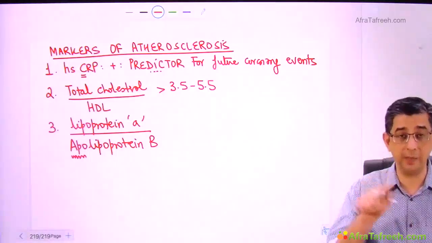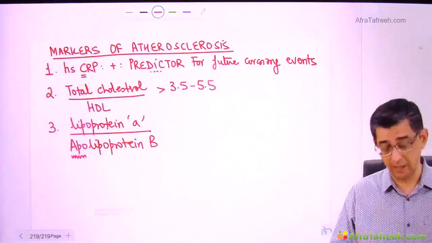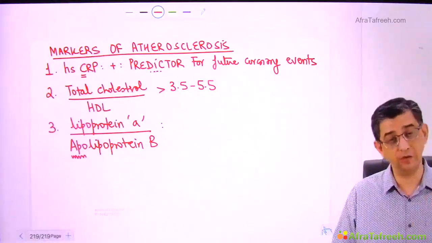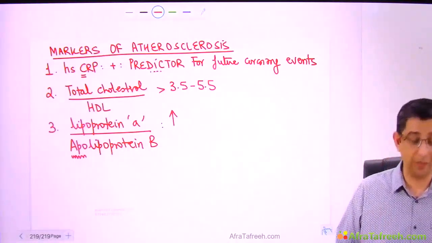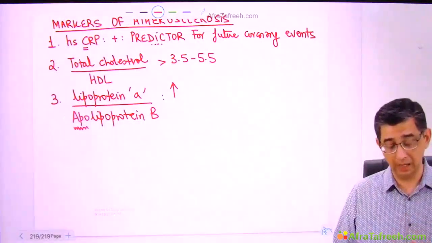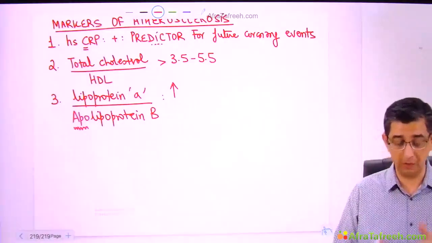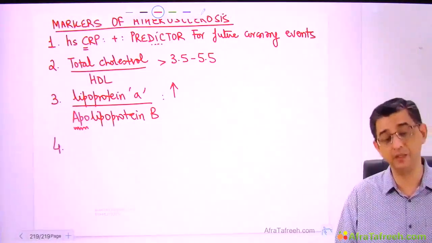It might be written as capital L, small p, small a. This is an atherogenic particle, and an independent risk factor for coronary artery disease. There are no cutoff values here, but remember that the higher the value of lipoprotein A divided by apolipoprotein B, meaning the numerator is higher and the denominator is lower, the incidence of CAD will definitely increase in the person.